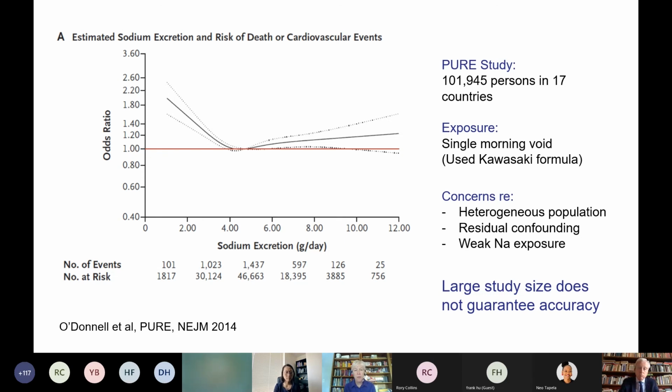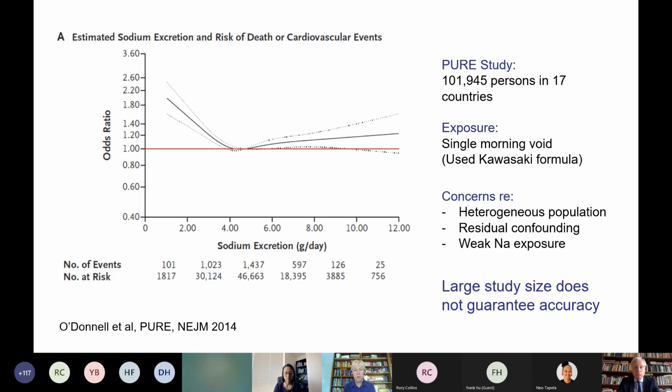As well. There are several concerns that were raised about this. Most importantly, this is a very heterogeneous population. There are 17 countries that had various levels of nutritional factors, socioeconomic status, access to healthcare reporting, malnutrition, and many different differences in socioeconomic status.